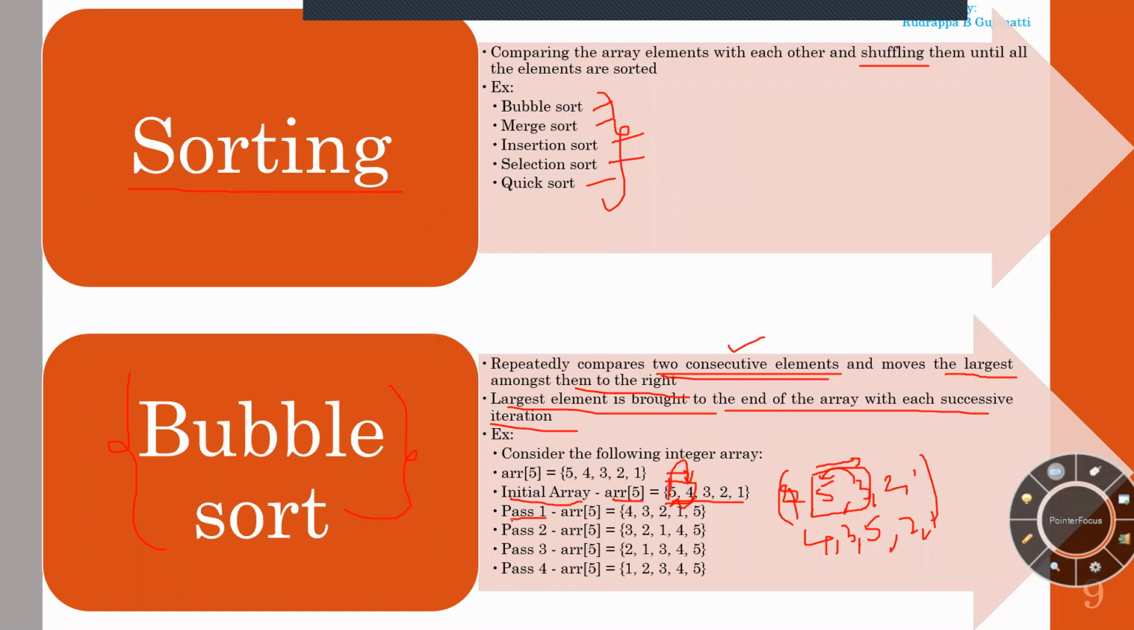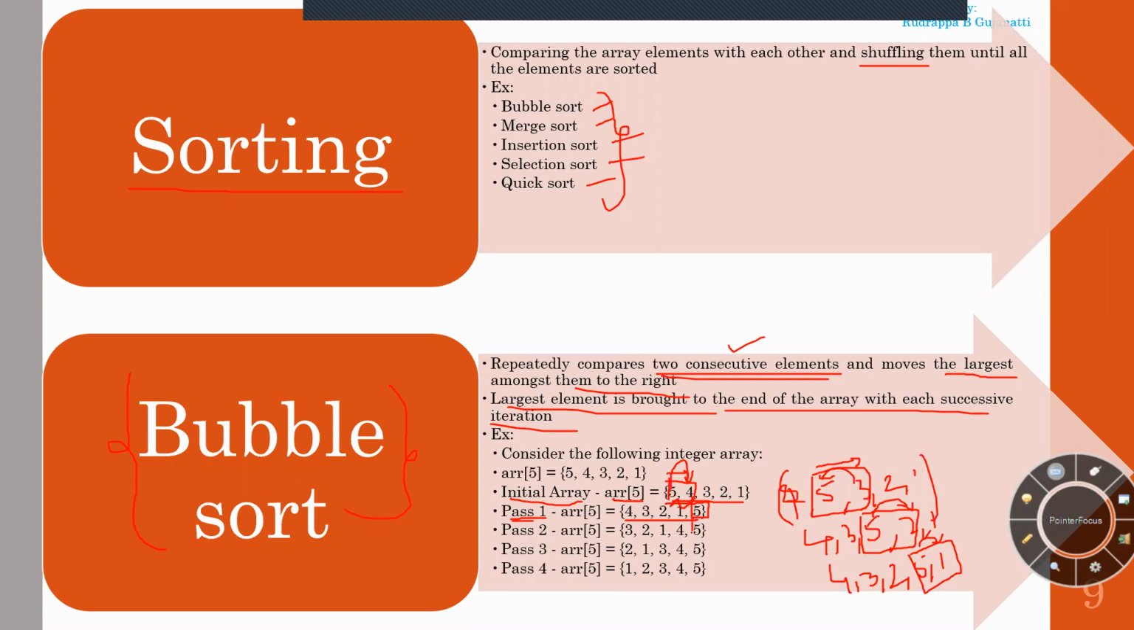Again in the same first pass, in the next iteration, 5 and 2 will be compared. Now 5 is greater, so it will be moved towards the right. So it will be 4, 3, 2, 5, and then 1. Last, in the first pass, these two will be compared. This comes over here, and at the end of the first pass, you get to know that the largest element is bubbled down to the end of the array.